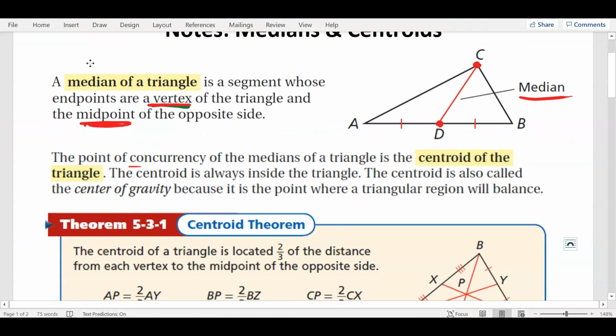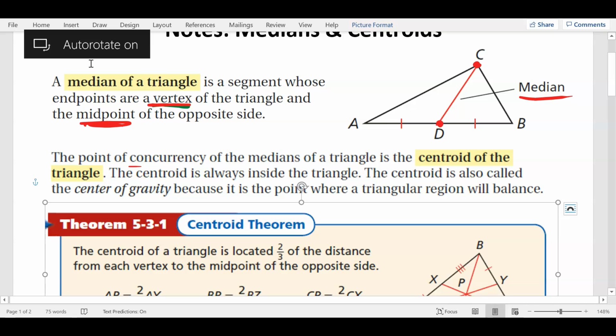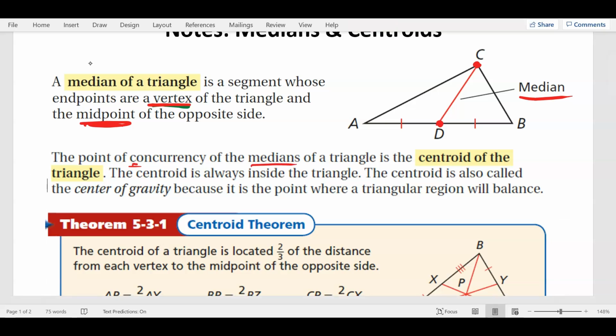Sorry. Okay, so all 3 medians cross at the same point called a point of concurrency. Okay, and that is the center of a triangle. So the 3 medians cross at a point of concurrency called the, underline this, centroid. Okay, that's a new vocab word.